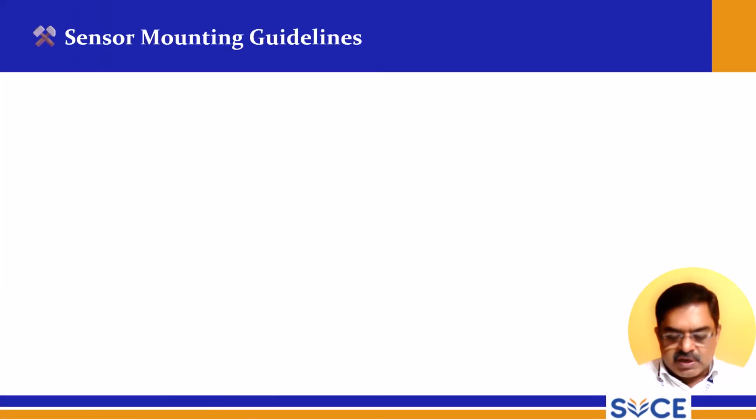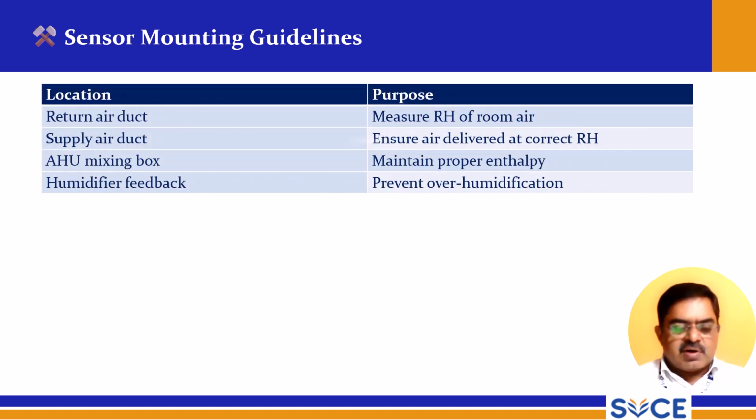And sensor mounting guidelines here: in the return air duct, measure the RH of room air. In the supply air duct, ensure air delivery at the correct relative humidity. In the AHU mixing box, maintain proper enthalpy. Humidifier feedback prevents over humidification.